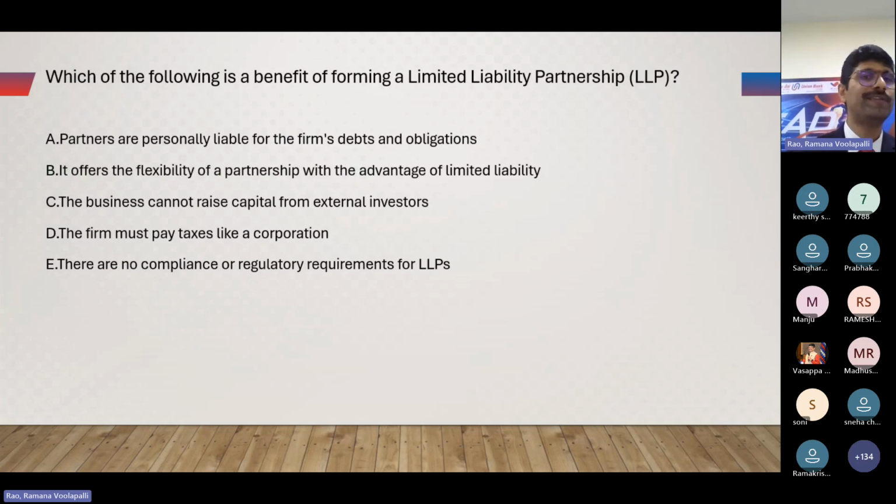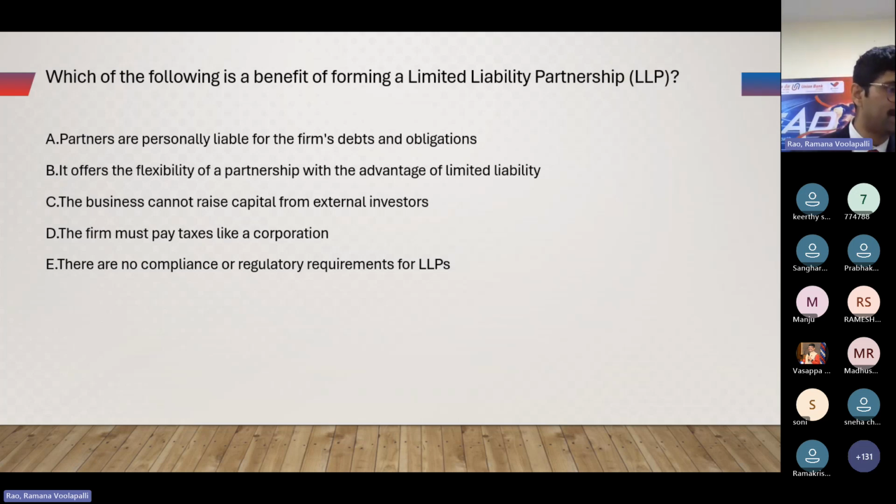Which of the following is the benefit of forming a limited liability partnership? A few of you have questioned how it is, whether company or partnership, what nature it has got. So this question will answer that. You can go through. Which of the following is a benefit of forming a limited liability partnership? Partners are personally liable for the firm's debt and obligations. Yeah, answers. It offers the flexibility of partnership with the advantage of limited liability.